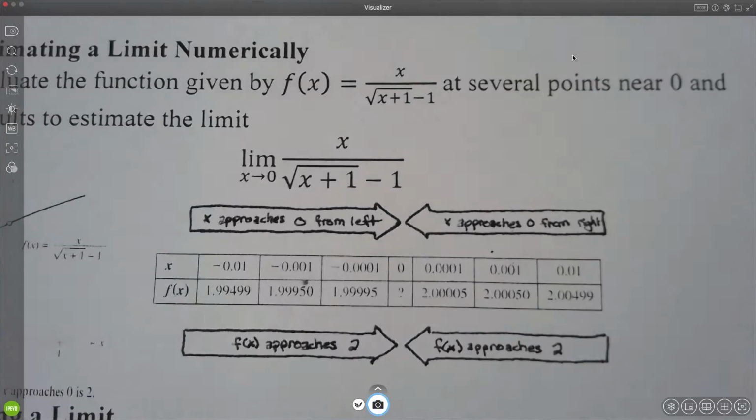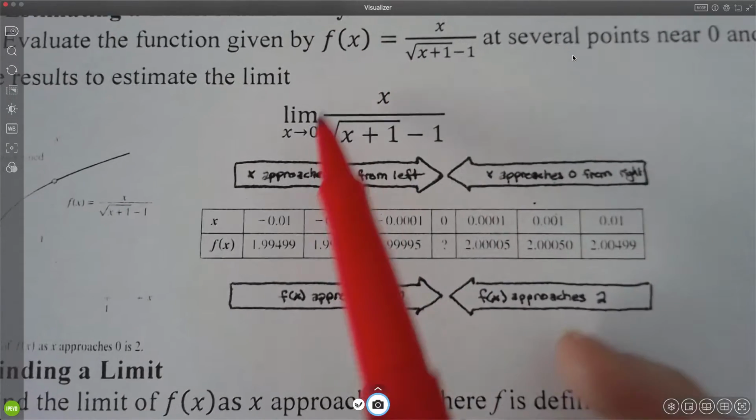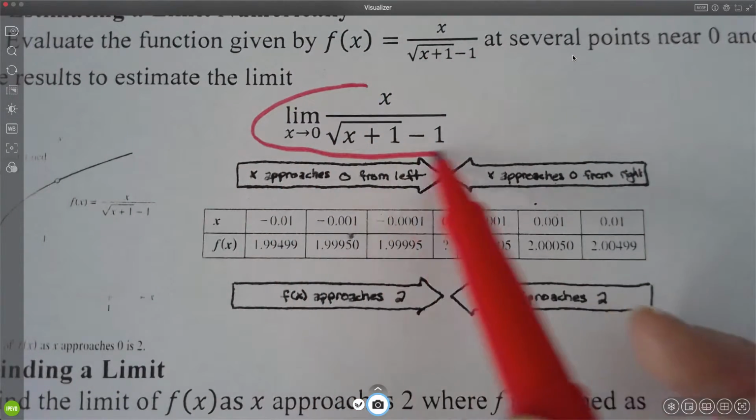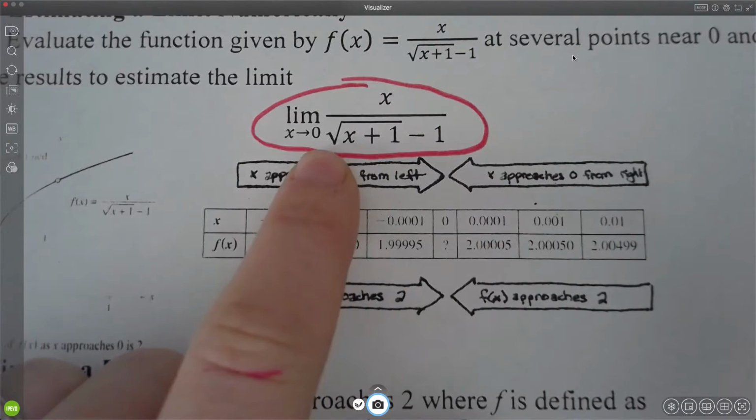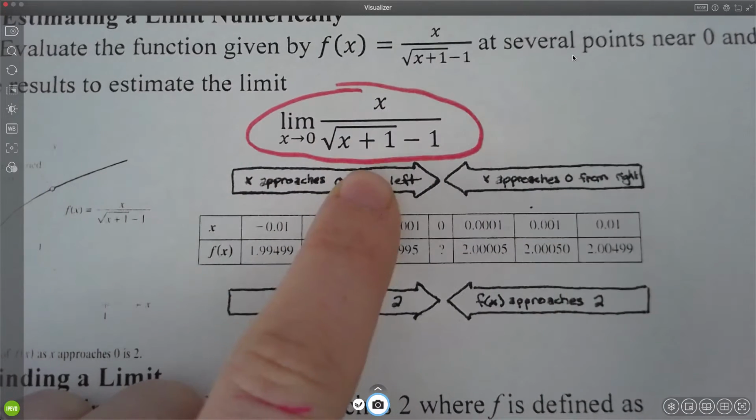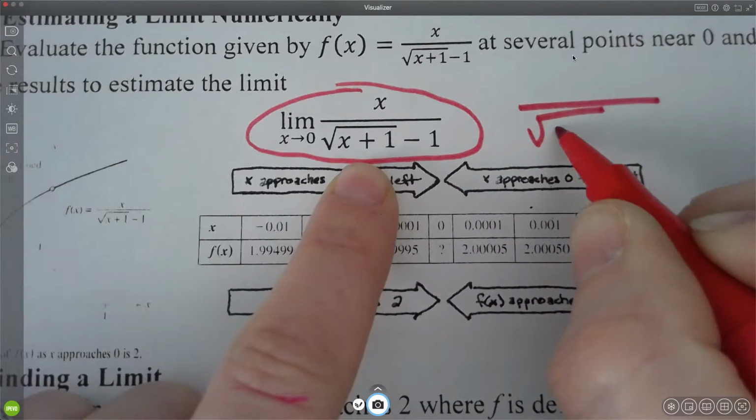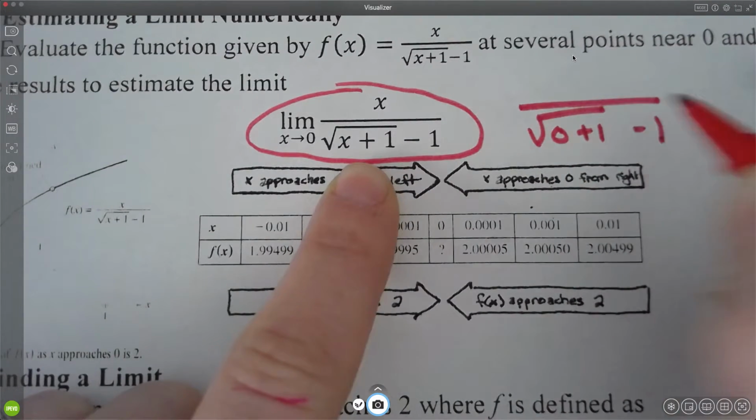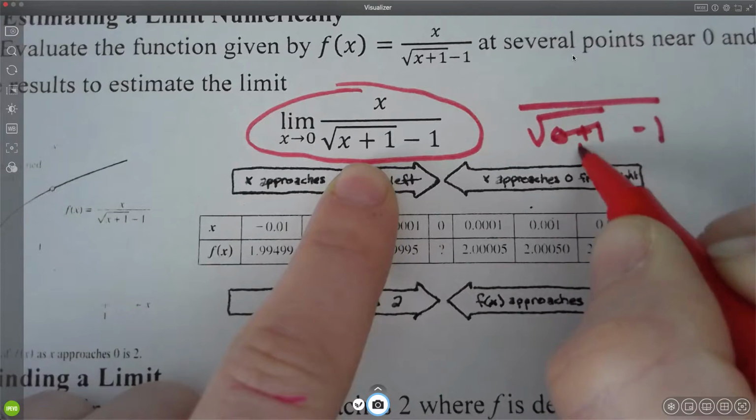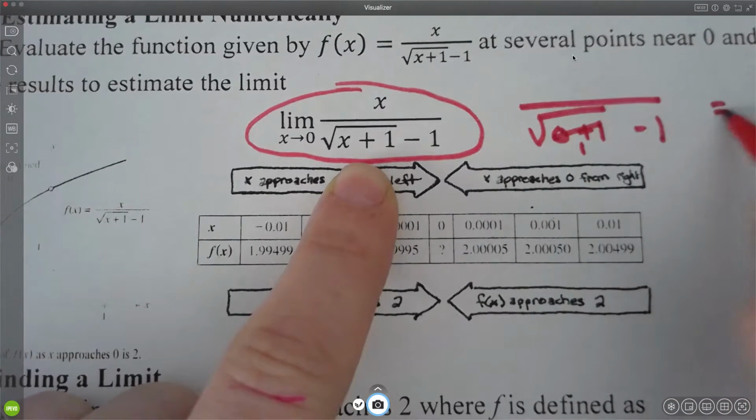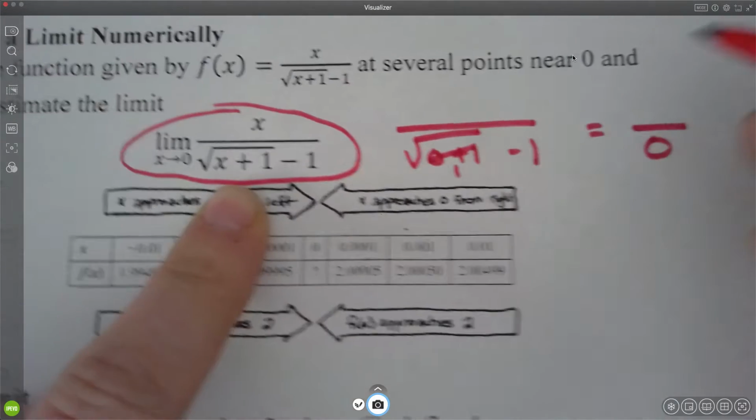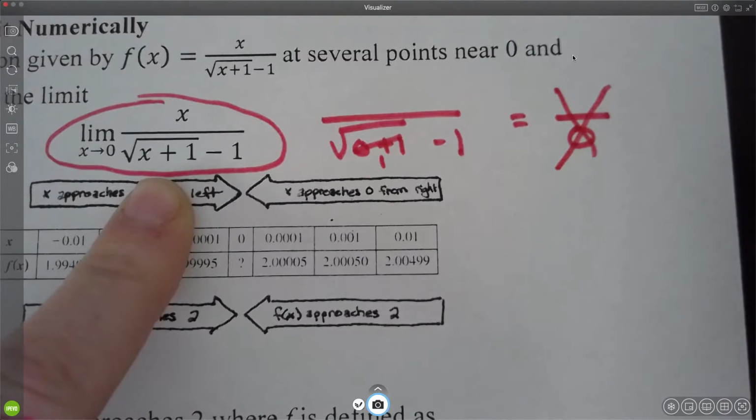So this one is the same type of thing. They have it written in this notation. So what we're doing here is trying to find the limit as x goes to 0, okay? And we can't do that for this function because if I were to plug 0 into the bottom, 0 plus 1 is 1, the square root of 1 is 1, minus 1, and I would end up with 0 in the bottom. And I cannot do that. That's bad. I don't care what my top number is, I cannot divide by 0.